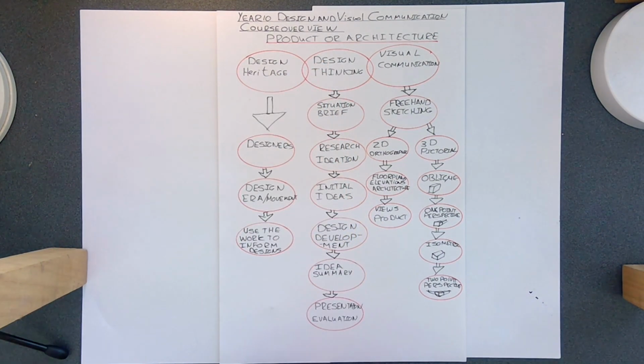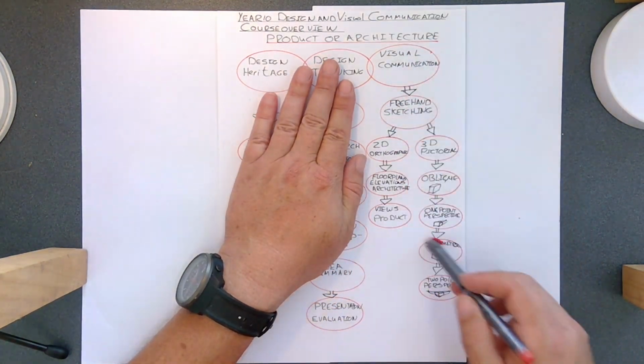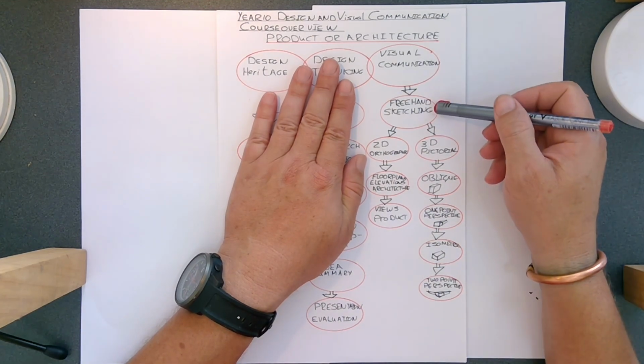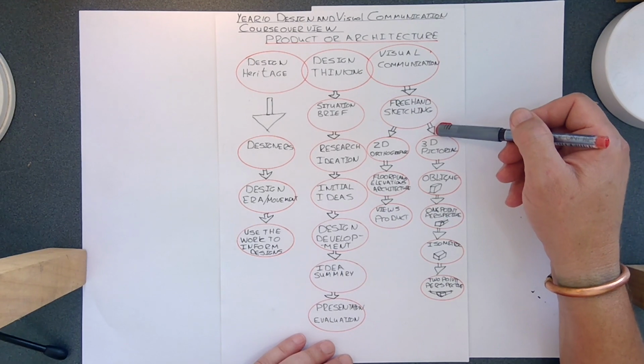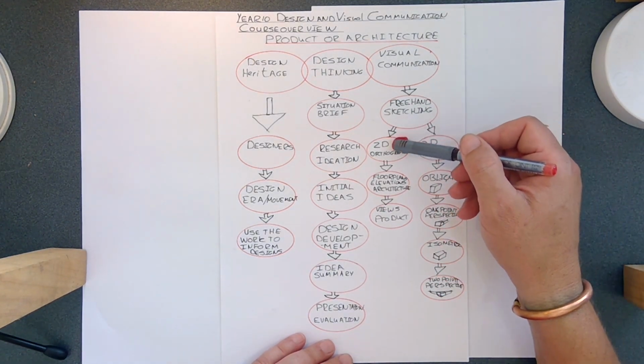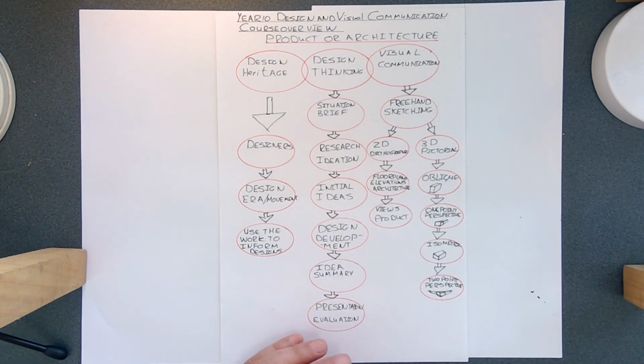In term one, or the first part of term one, we're just going to focus on visual communication, which will include 2D freehand sketching and 3D freehand sketching. In the next video, we'll go through 2D sketching methods, and then we'll have one on 3D sketching methods.